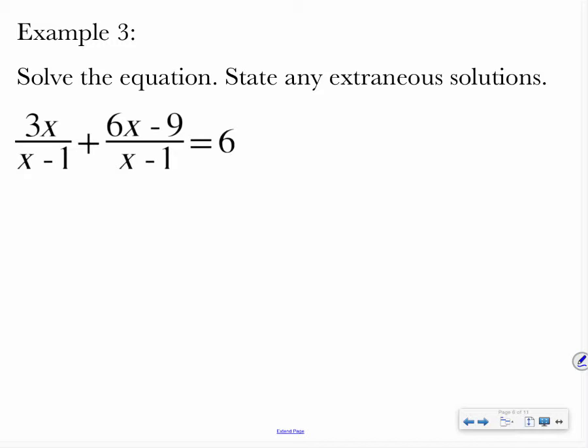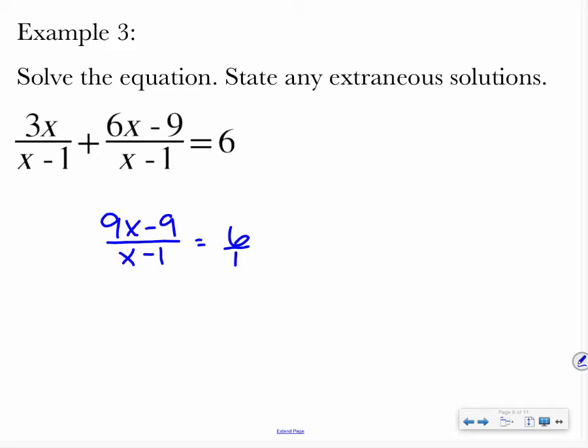We have 3x over x minus 1 plus 6x minus 9 over x minus 1 equals 6. Well, right away I see that I have a common denominator on the left-hand side, so I'm going to combine my stuff. I have a 3x plus 6x minus 9. That becomes a 9x minus 9 over x minus 1 equals 6.